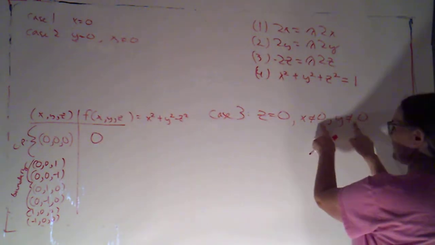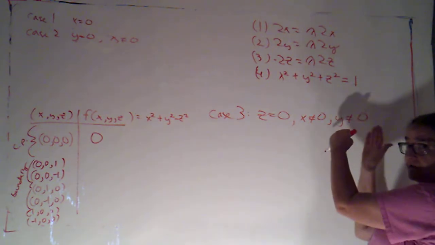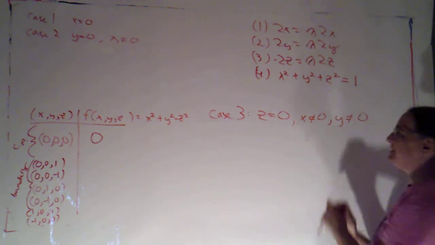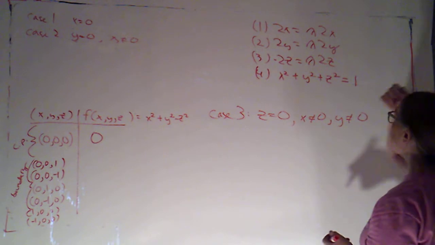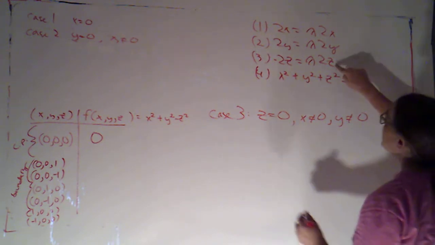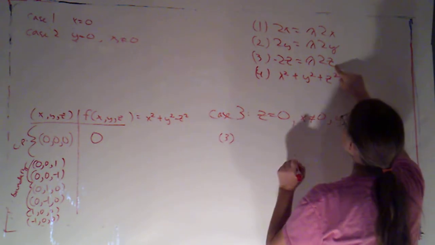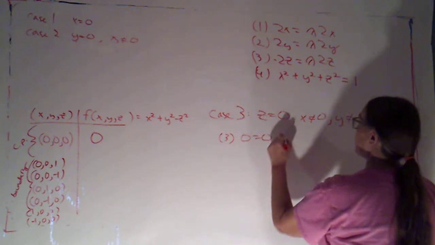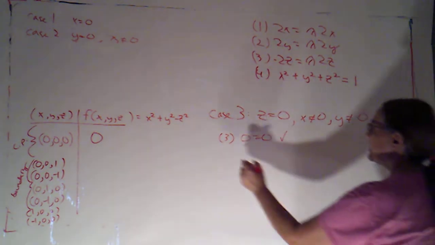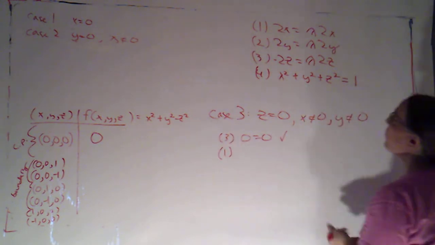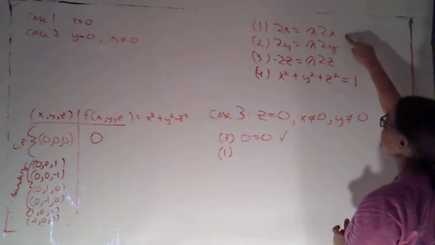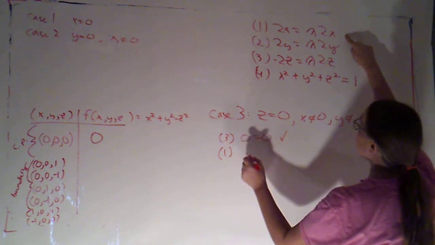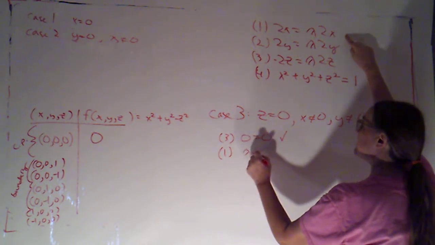Sometimes that extra information isn't necessary, but if I've already considered those possibilities, I can include that here. So let's see what this gives me. Okay, so equation 3 becomes 0 equals 0. So that is true. Equation 1, if x isn't 0, that just tells me that I can divide by the 2x, so lambda is equal to 1.